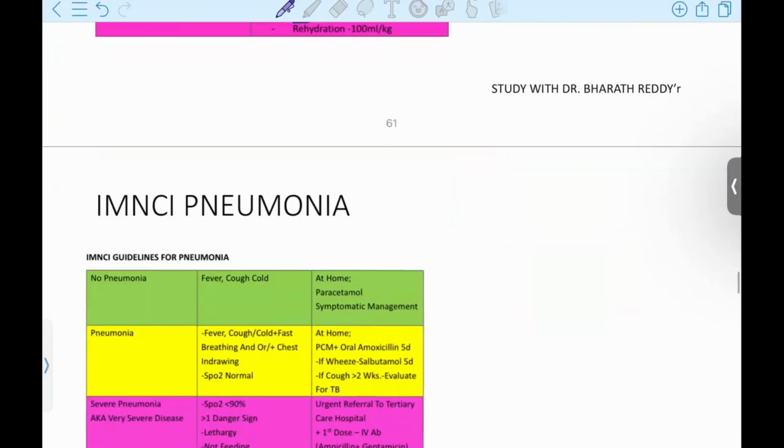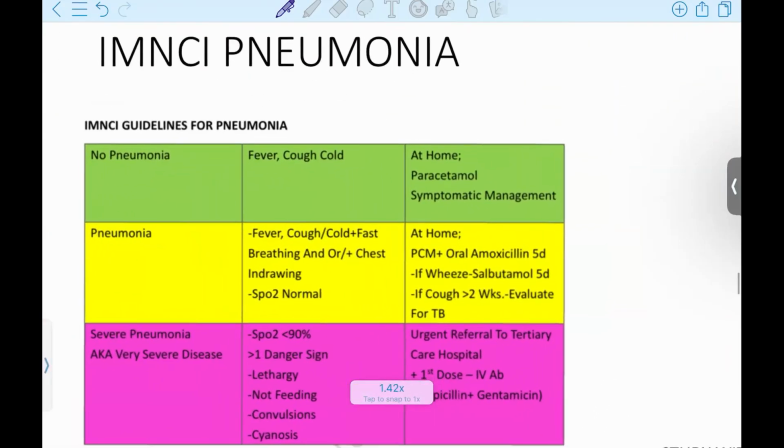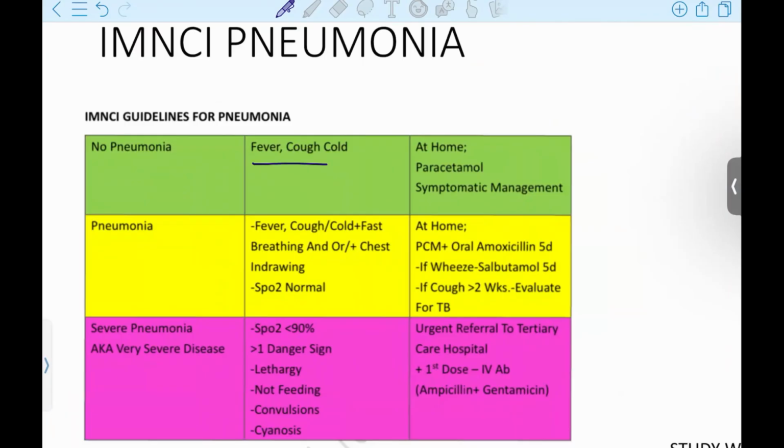Next, moving on to IMNCI pneumonia. If the patient has only fever and cold, with no fast breathing, this is considered just a common cold or common infection, and supportive treatment should be given. If the patient has fast breathing, SpO2 still normal, and no danger signs, it is considered pneumonia, and you start oral amoxicillin antibiotic.